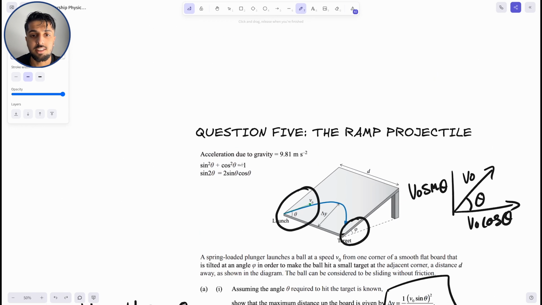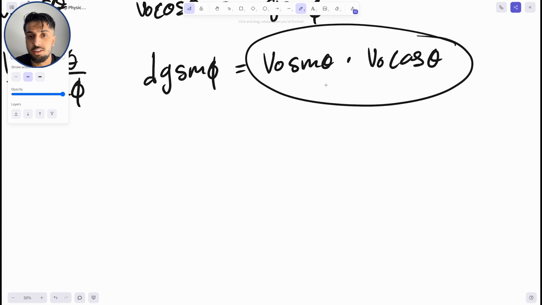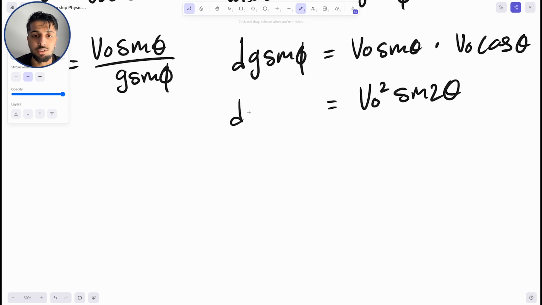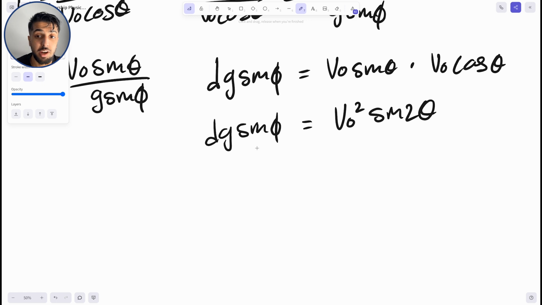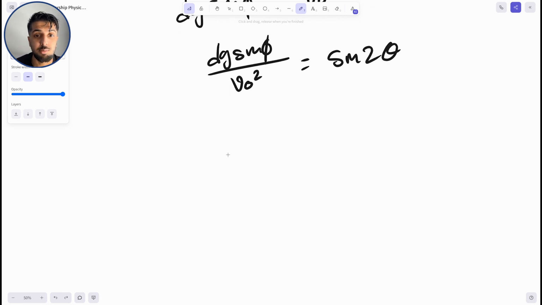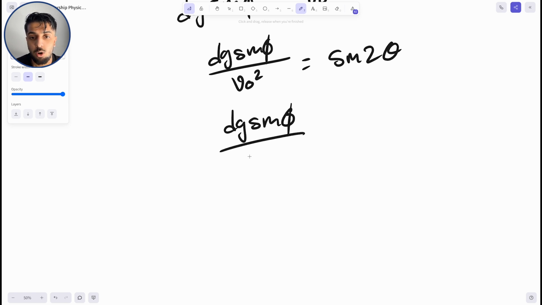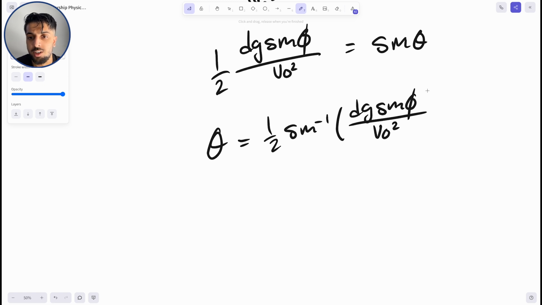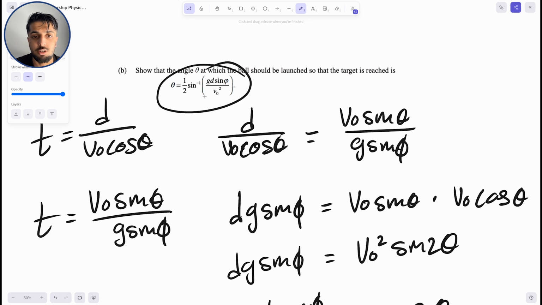Now using the trig identity that is given above right here, we can simplify this side of the expression as v naught squared sine 2 theta, and that is still equal to dg sine phi. And so dividing both sides by v naught squared, we get dg sine phi all over v naught squared is equal to sine 2 theta. Now dividing both sides by 2, we get dg sine phi all over 2v naught squared. Now we can bring out that 2 as a half, and that's equal to sine theta. And therefore our theta is equal to half inverse sine of dg sine phi all over v naught squared. And that is the final expression that we are trying to find.